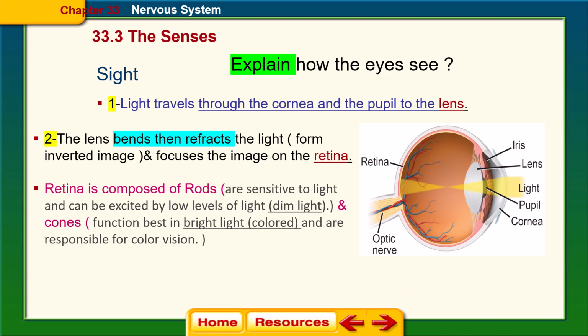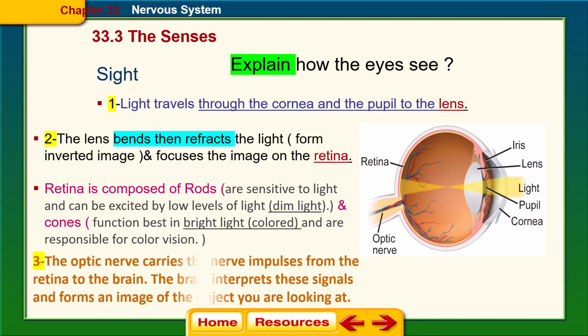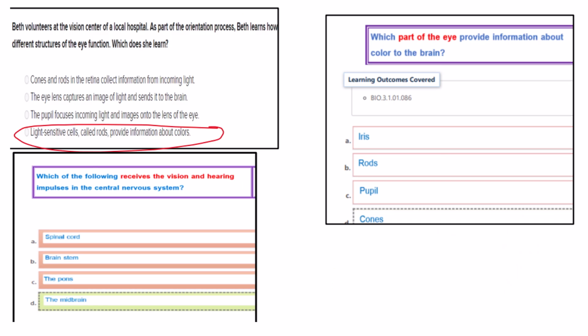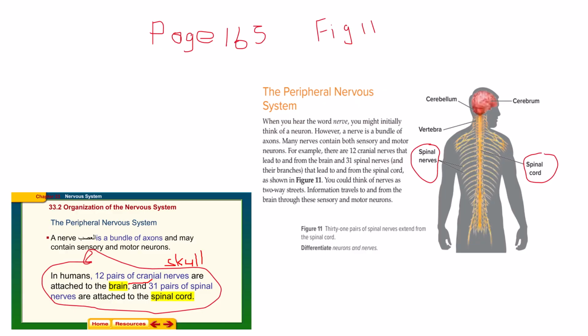So in sight it is optic, in the ears it is auditory, in smell it is olfactory, and then the taste buds. You have to remember each part, the receptors present in it, how it works, and what part is what. These are some sample questions about the eyes.